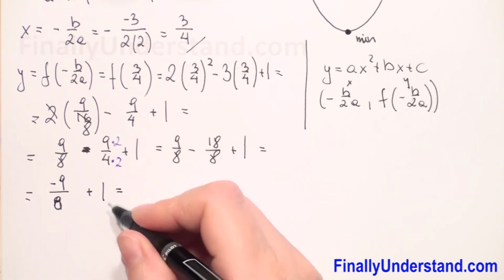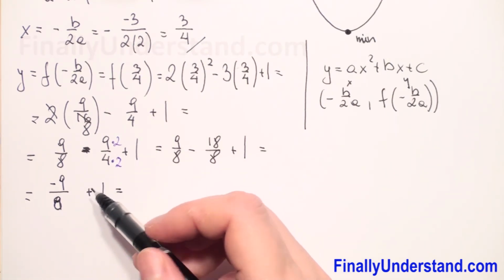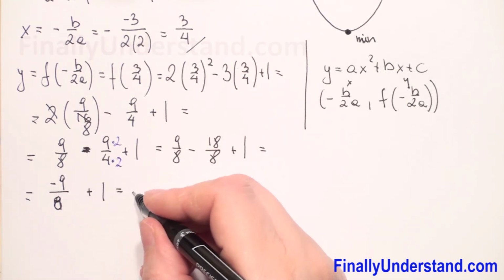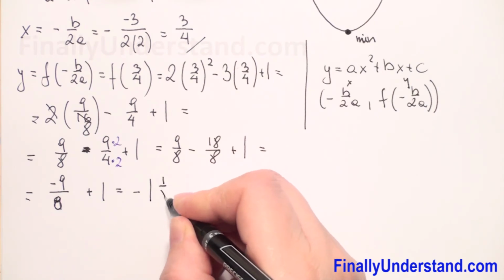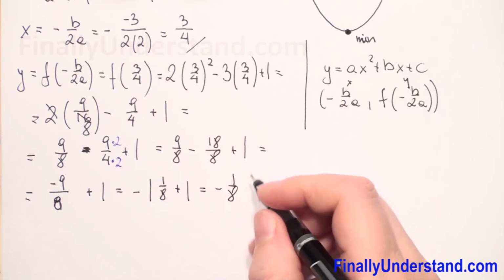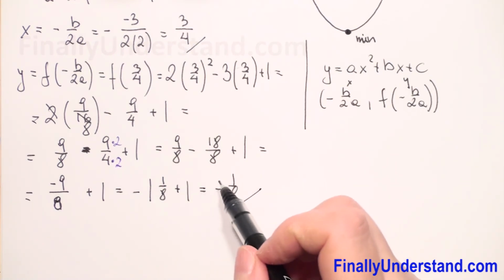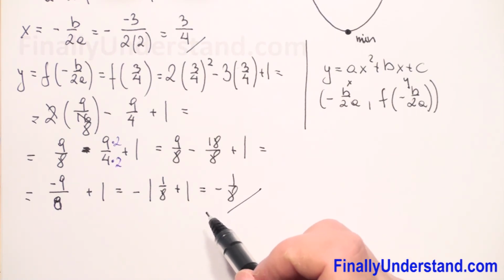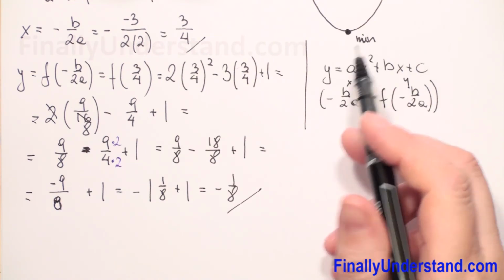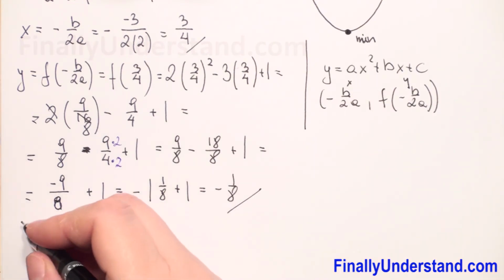So this is equal. Now we have improper fractions, so we can change to mixed number. This is negative 1 and 1 over 8 plus 1. So this is equal negative 1 over 8. We found value y, so we can write that minimum value of function is negative 1 over 8.